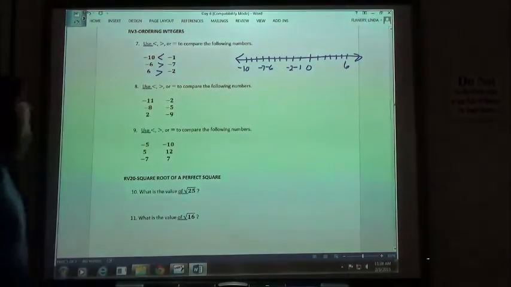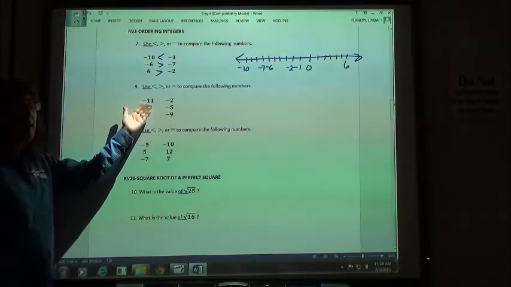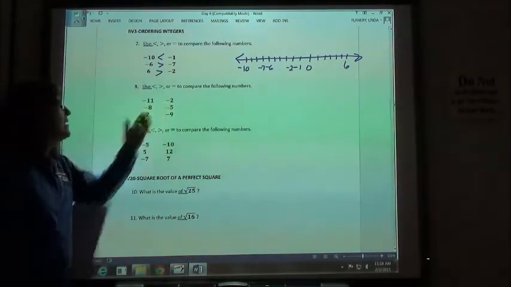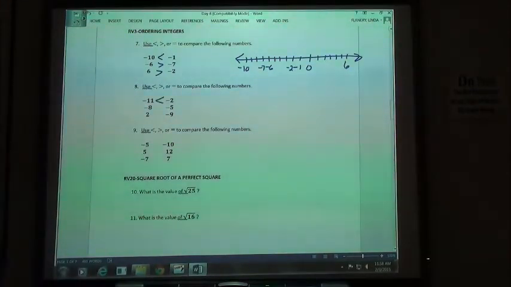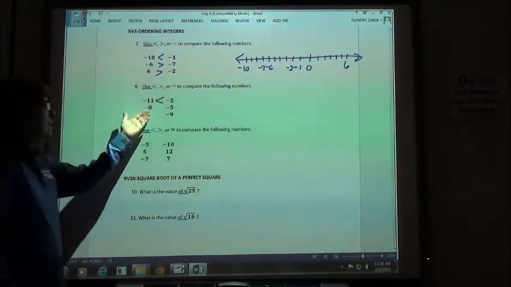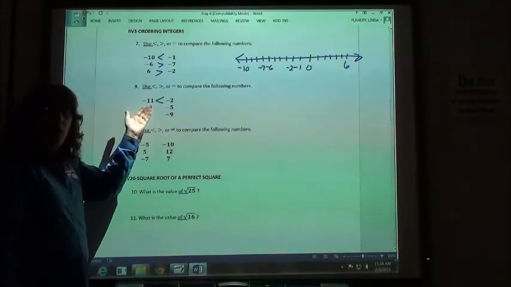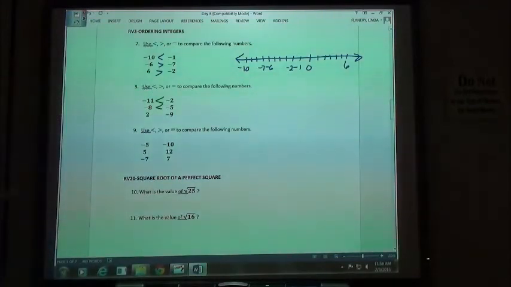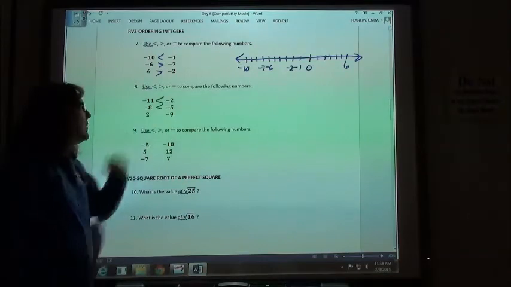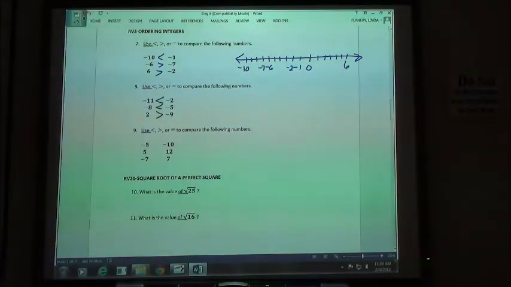Number 8, -11 compared to -2. -11 would be a lower temperature than -2, so -11 is less than -2. -8 compared to -5. -8 again is lower than -5, so it is less. And then I have a +2 compared to -9. Positive numbers are always bigger than negative numbers, so 2 is greater than -9.